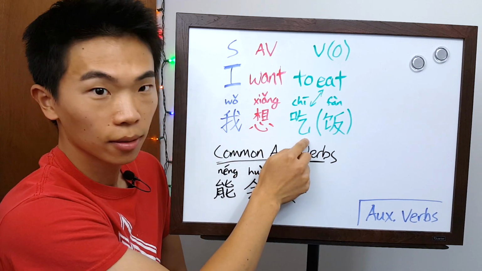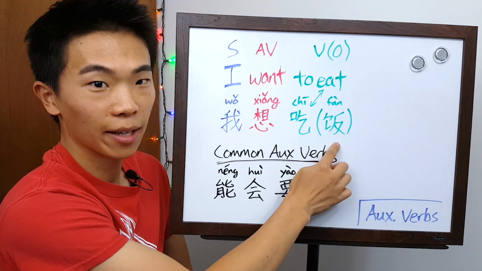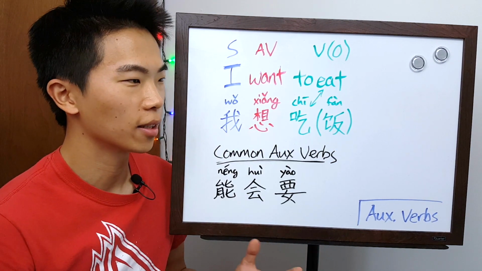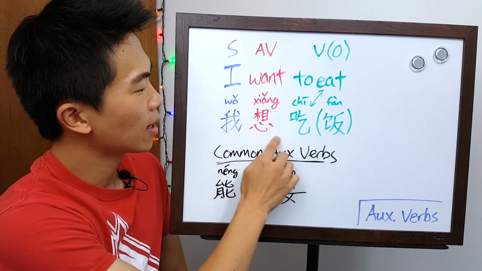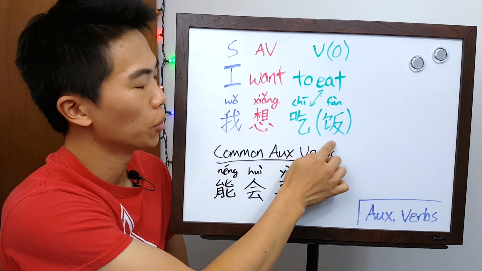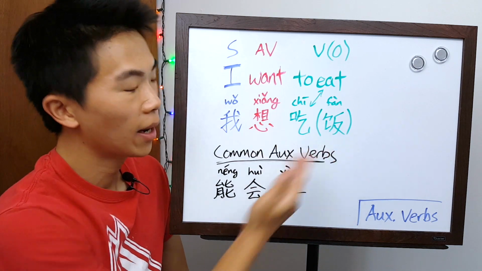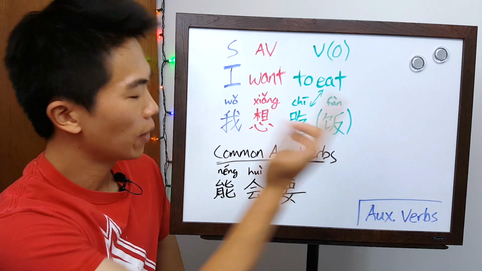I want to eat. But usually the verb needs an object to modify. Saying 我想吃 is a little weird. It feels incomplete. People might say it, but it's not proper. You want to say 我想吃饭. I want to eat food. Or 饭 often refers to cooked rice as well. 我想吃饭.